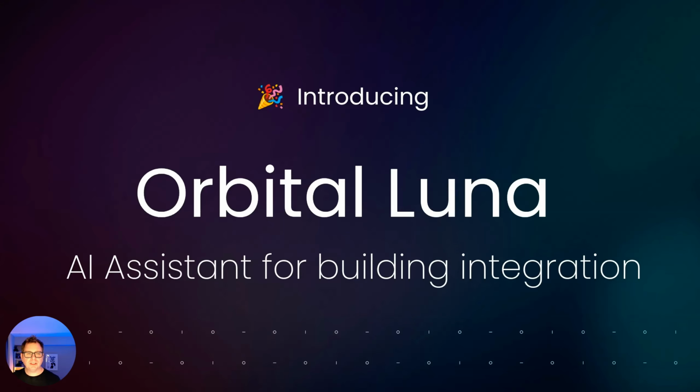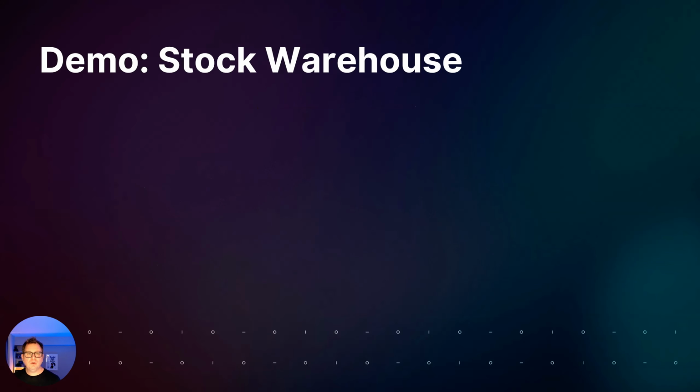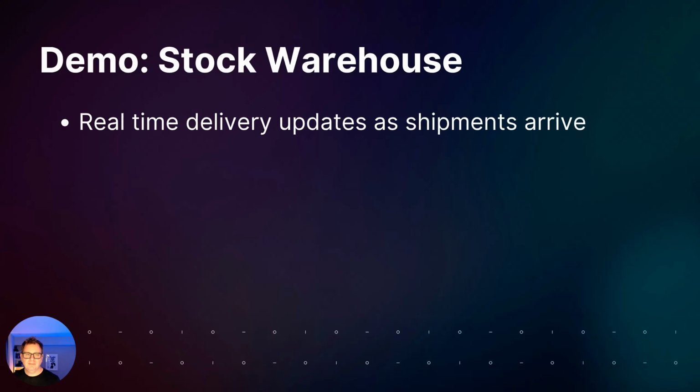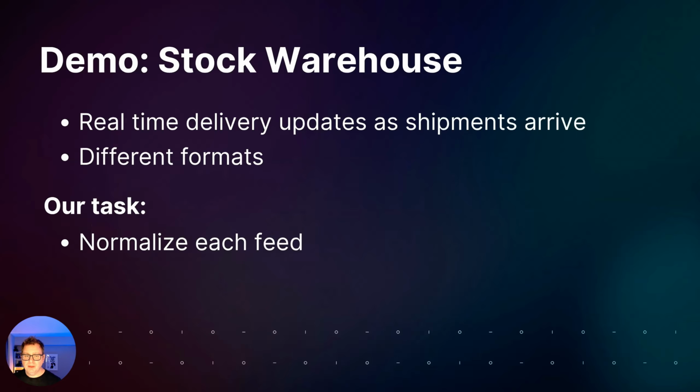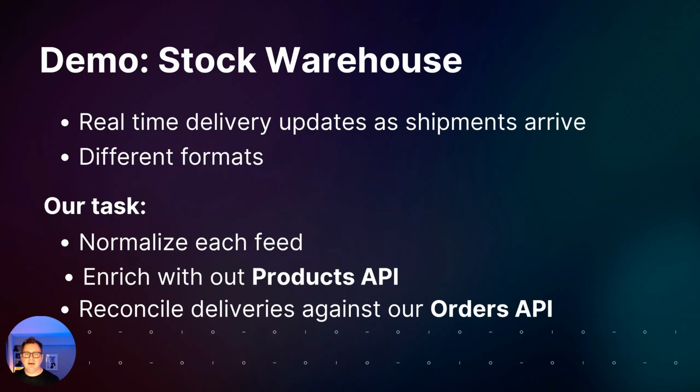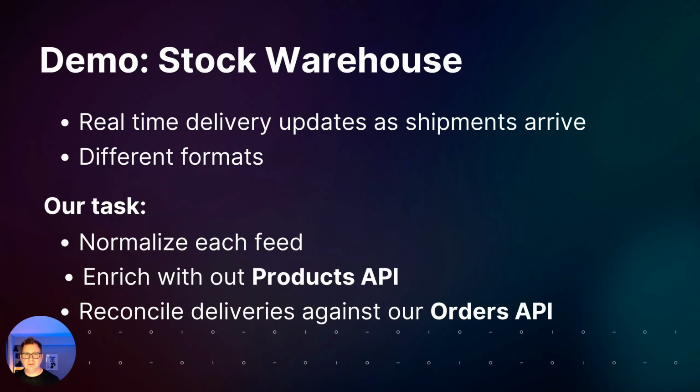You can build rich, complex orchestrations in seconds through a simple chat interface, and then deploy them instantly with a git push command. In this demo, we'll walk through a Kafka use case. Picture a stock warehouse getting live delivery feeds as shipments arrive. Each supplier is sending updates in a different format, so we'll need to normalize and merge them, enriching them against our internal products API, and then we'll check against our orders API for any delivery issues.